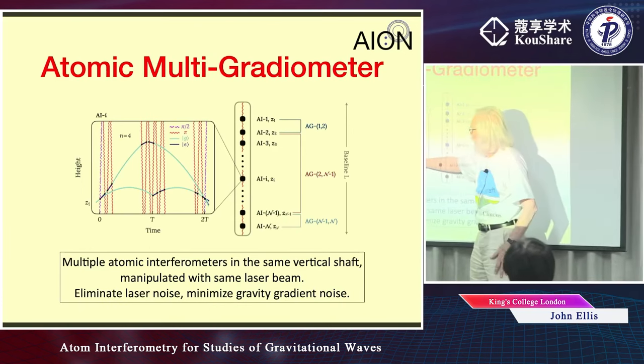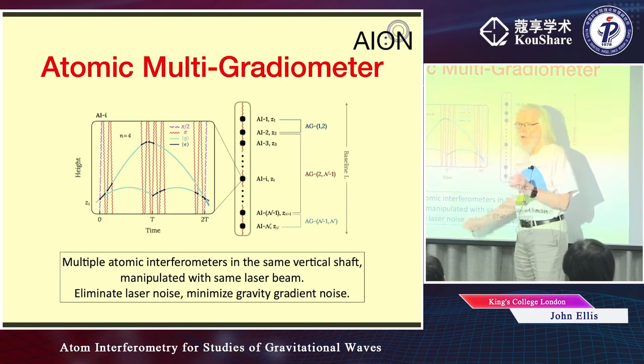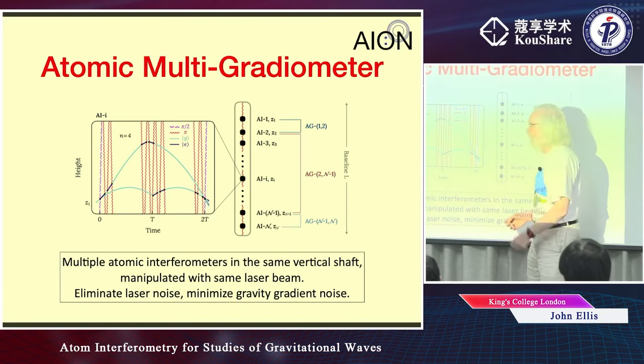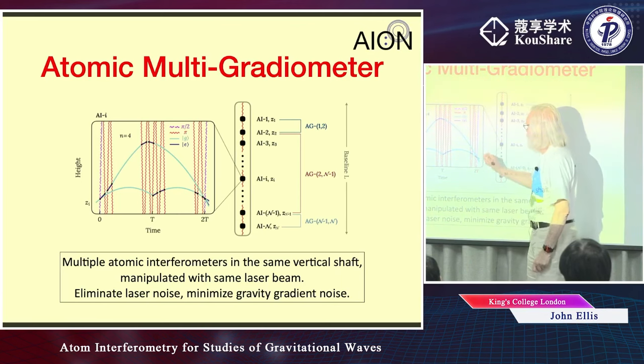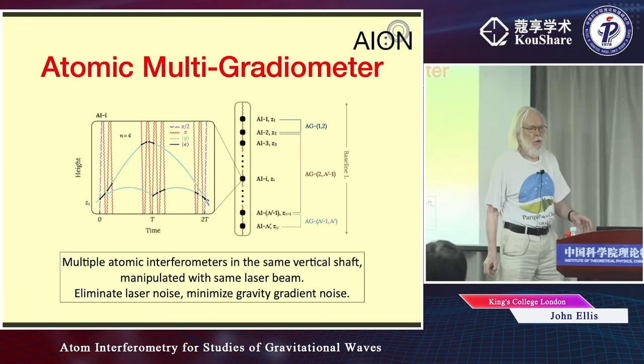That's illustrated over here. You have these two clouds of atoms that follow different trajectories. You bombard them with carefully designed laser pulses so as to maximize the separation and to have a nice long flight time. You bring them back together again and you look for the interference pattern.